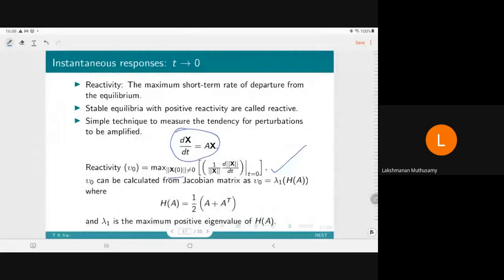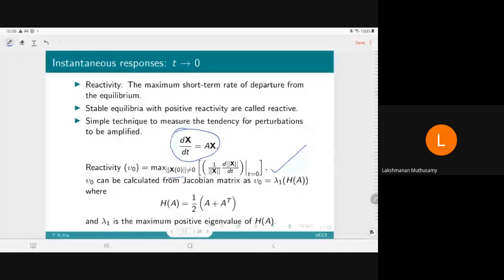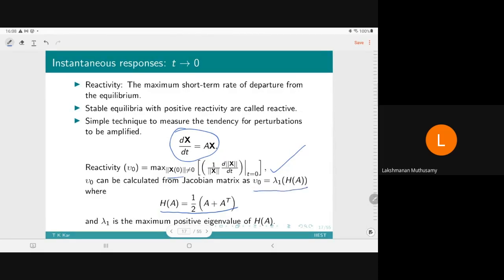This V naught can be calculated from the eigenvalue also, but not the eigenvalue of the linearized matrix. It can be measured using the eigenvalue of the Hermitian part of the matrix, that is H = (A + A^T)/2. You know that this is a symmetric matrix and eigenvalues are always real. So V naught is measured as this.